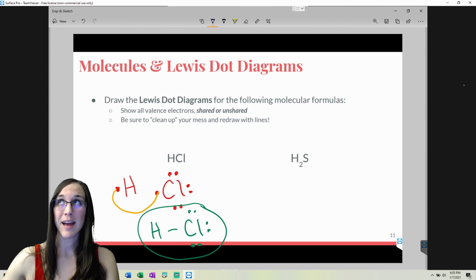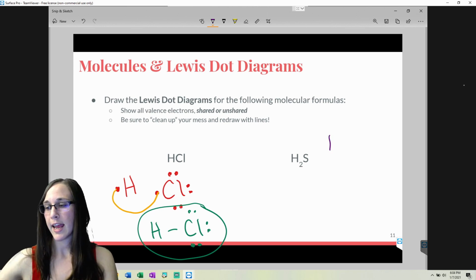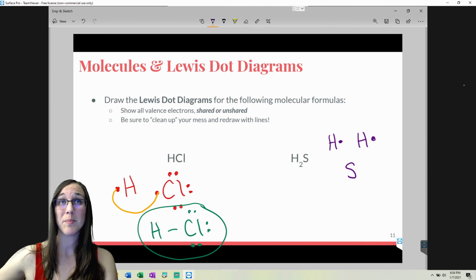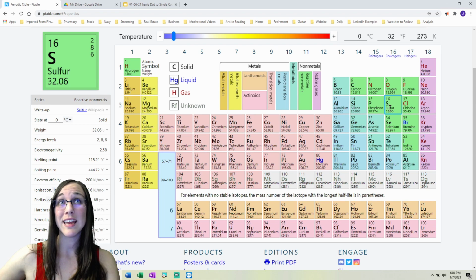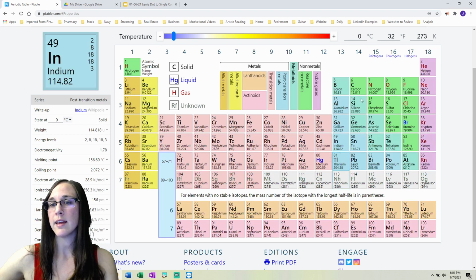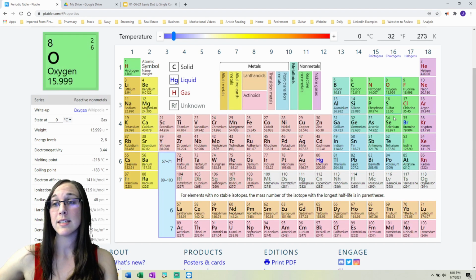Let's give H2S a try. In H2S, we have 2 H atoms and 1 S atom, 1 sulfur. So we're going to write H, H, S. Hydrogen has 1 valence electron, just as we've done before. We need to figure out sulfur though. So let's go back to our periodic table to do so. There's sulfur in placeholder number 16. Let's use our shortcut to figure out how many valence electrons sulfur has. This column has 1, 2, skip the middle, 3, 4, 5, and 6 in this final column. So 6 here, sulfur would have 6 valence electrons.